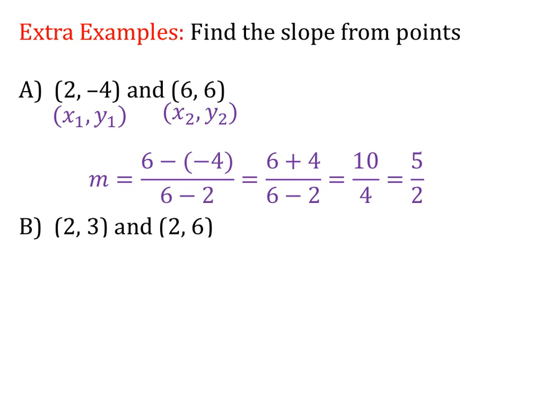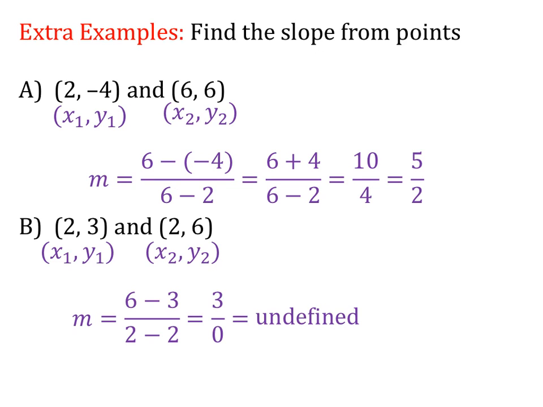All right, let's look at the next one. And we'll have 2 and 3 for our x1, y1, and 2 and 6 for x2, y2. So we plug it into the formula, y's in the numerator and x's in the denominator. This resulted in 3 divided by 0. Remember, 0 can never be in the denominator, so we have an undefined slope.